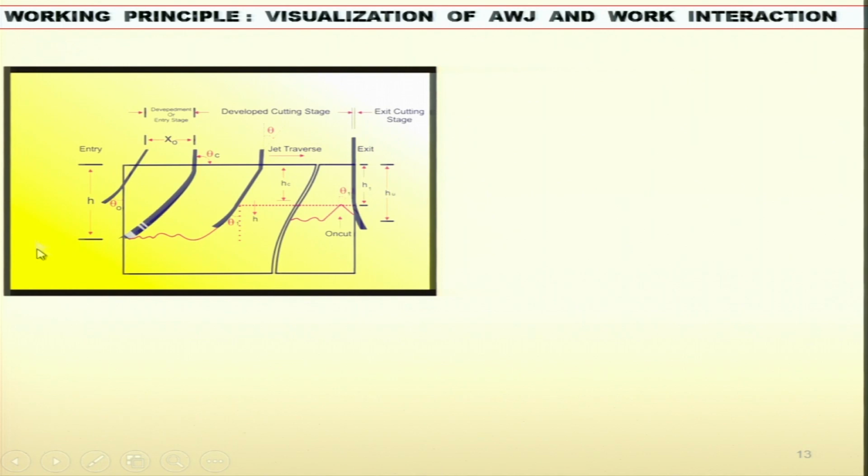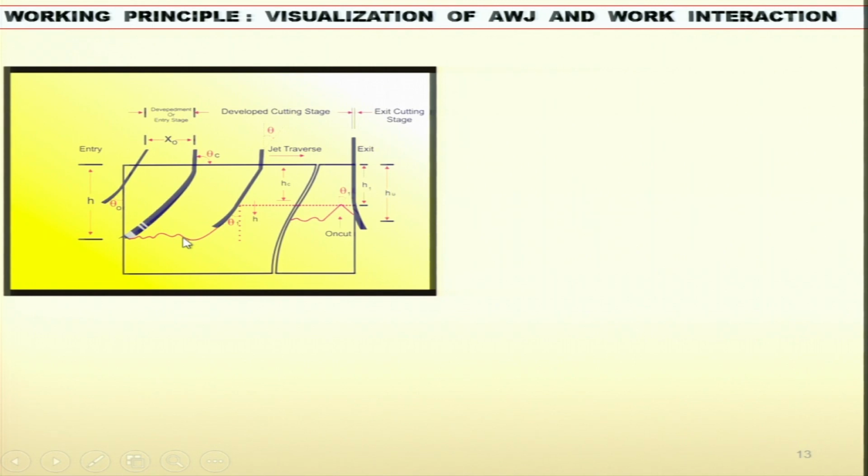Now, working principle, visualization of abrasive water jet and work interaction. Here you can clearly see this is the entry side. Now this is the jet, and while it is entering into the workpiece, it is exiting from this side itself. So you can see it's not just going straight forward inside the workpiece, it is inclined at an angle theta degrees, as you can see here, and h is the depth of penetration. Now you can clearly see here the rough surface that you are going to get.